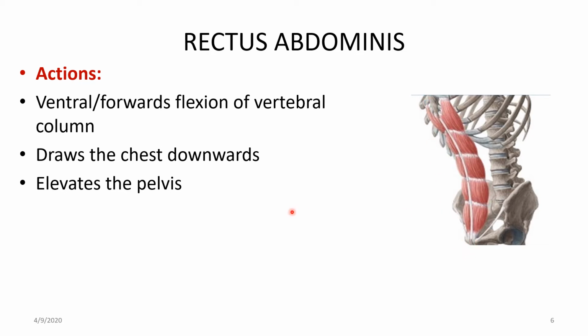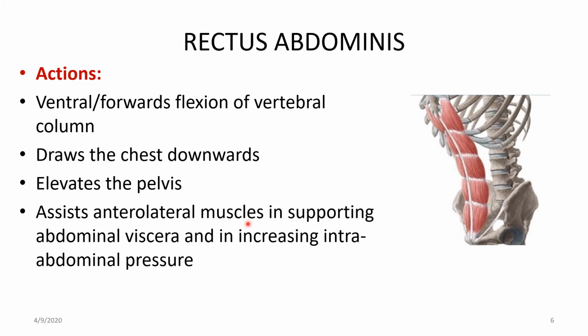So ventral or forward flexion of vertebral column, drawing the chest downwards, elevating the pelvis upwards. That is the function of it. In addition, it assists the anterolateral muscles of the abdomen. So what are they? They are the three flat muscles which we have mentioned. So it facilitates them in supporting the abdominal viscera and in increasing the intra-abdominal pressure.